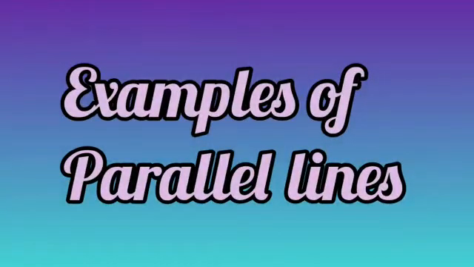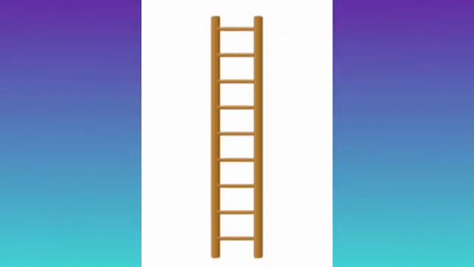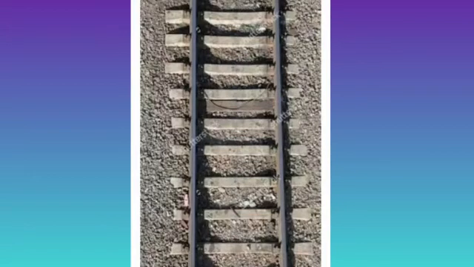Some examples of parallel lines which we see in our daily life. In the first picture, the bars on the window are parallel to each other. Now see the picture of a ladder. The steps on the ladder are parallel to each other. And the vertical legs of the ladder are parallel to each other. Now one more example, that is a railway track. Here we also see parallel lines.